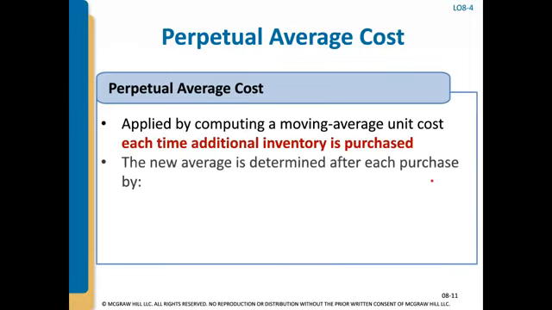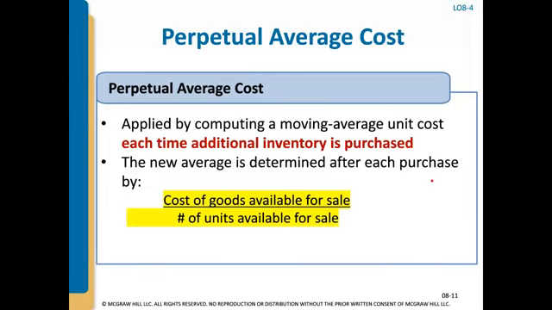The perpetual average cost, under a perpetual inventory system, you continuously... is that spelled right? I don't know.